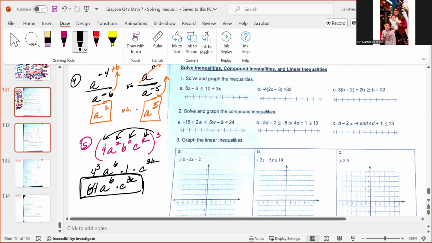Did I say 64? Yeah. 4 times 4 is 16. 16 times 4 is 64.